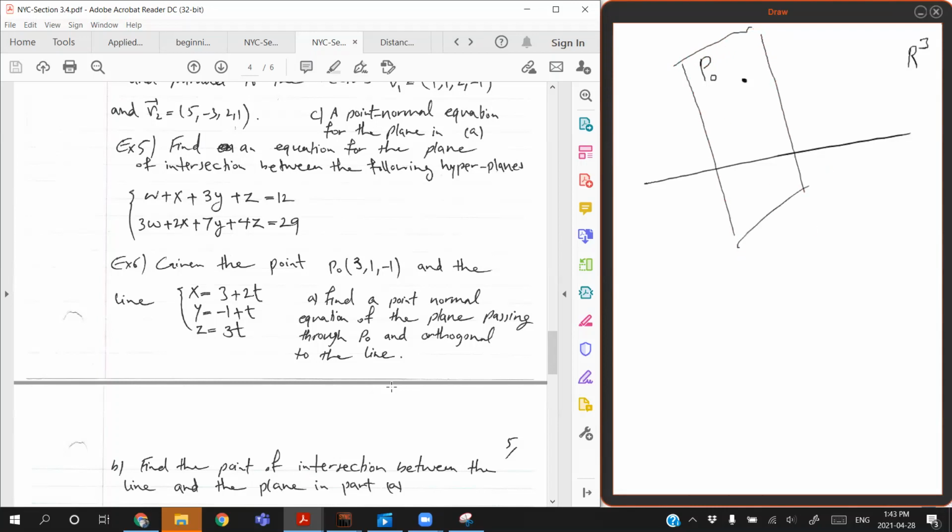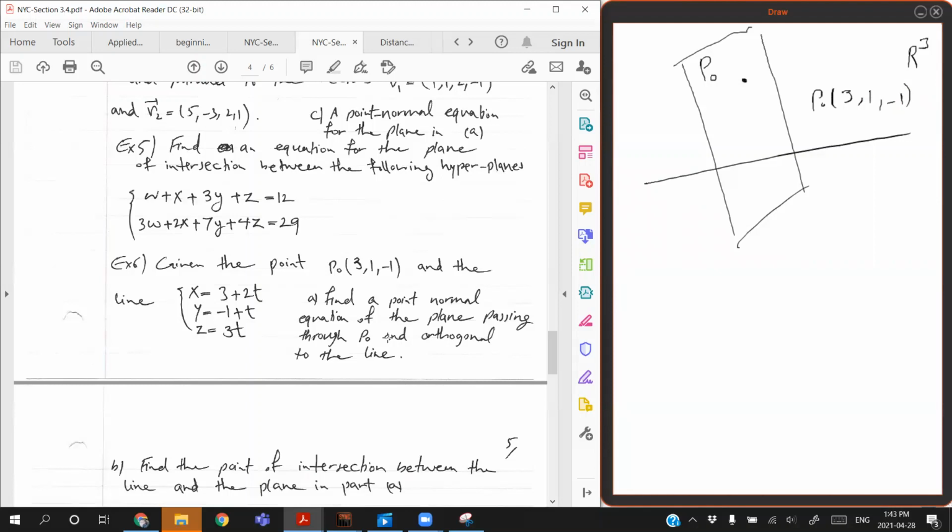A plane that is orthogonal to the line and passes through P0. But in order to be able to write a point normal equation, we need a point and we need a normal. You have the point. P0 is given: 3, 1, -1. But we don't have a normal, or at least we are not given a normal directly.